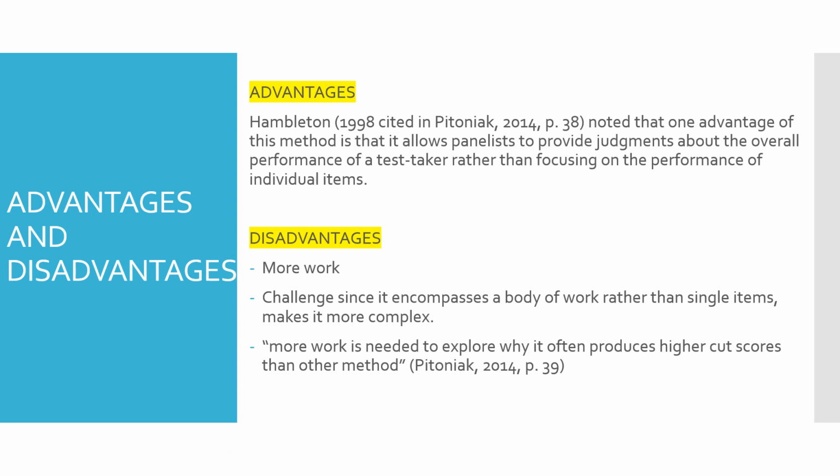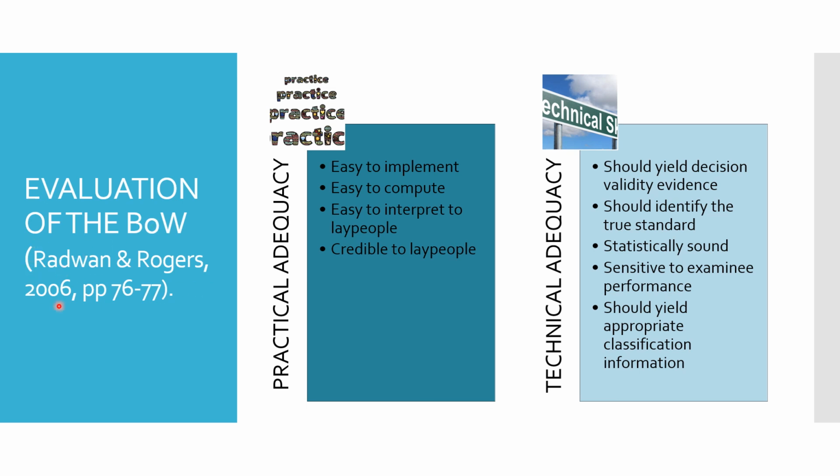So to evaluate this method, Radwan and Rogers would have grouped it into two: practical adequacy, its practicality, and technical adequacy. What they mean by practical adequacy is that it should be easy to implement, easy to compute in terms of the statistical models and so on. It should be easy to interpret to lay people, and lay people here meaning the public, a normal person. So we want to remember here the score reporting and so on in standard setting. It should be easy for everyone to understand, and it should be credible as well.